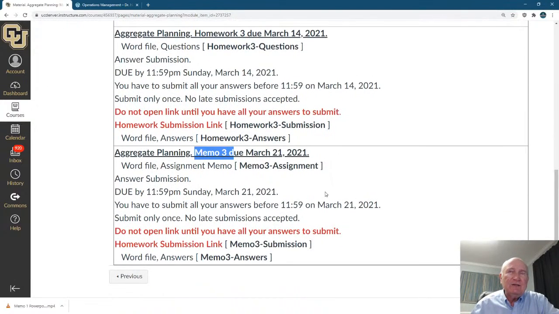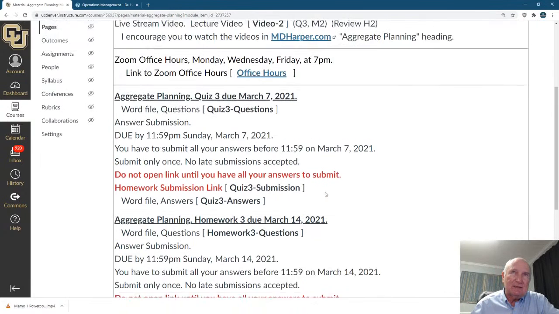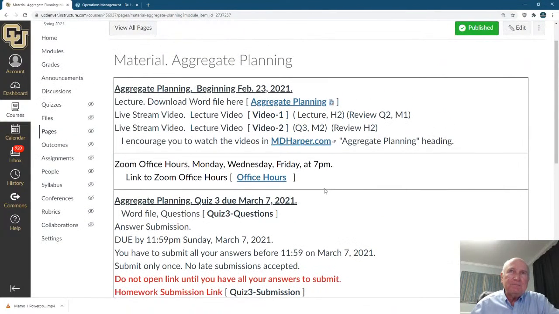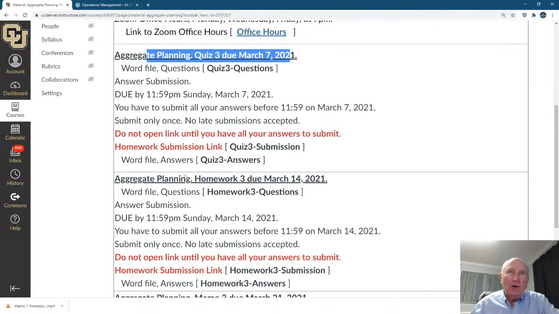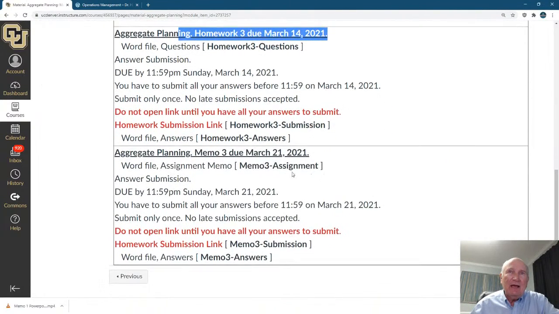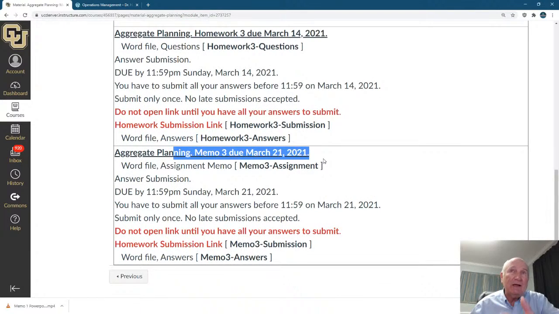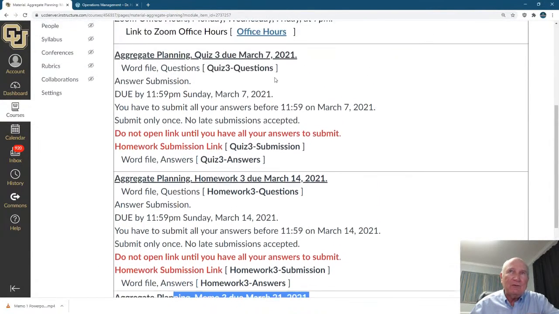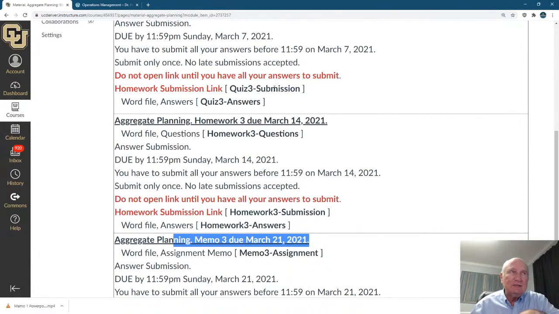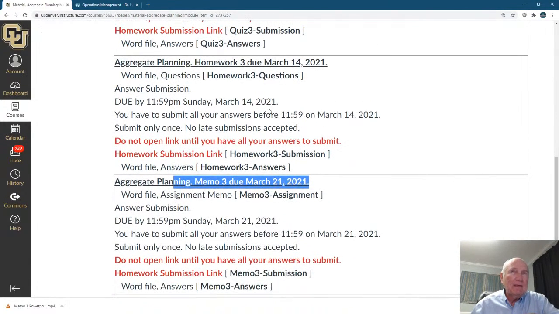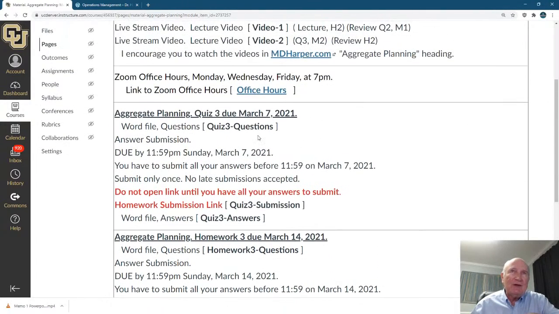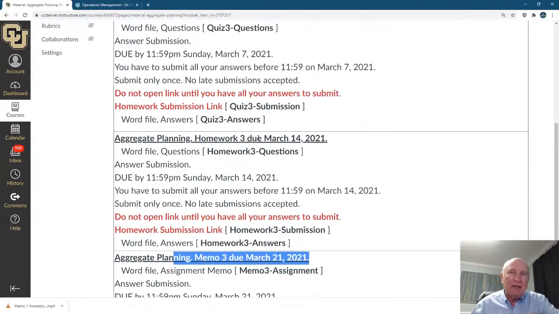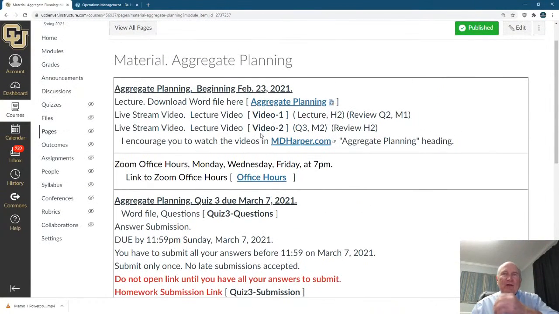So what I decided to do to make it easier to find things is that the quiz for aggregate planning, the homework for aggregate planning, and the memo for aggregate planning are all right here. You can download the assignments, the homework, the questions, you can submit them here, and you'll get the answers here. So aggregate planning, it's all on this page, rather than jumping all around, which gets confusing.